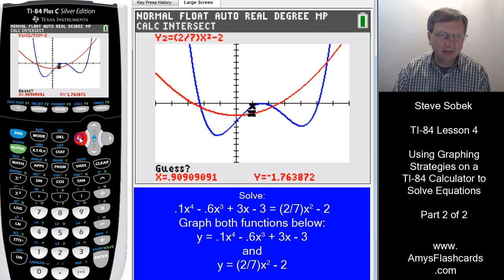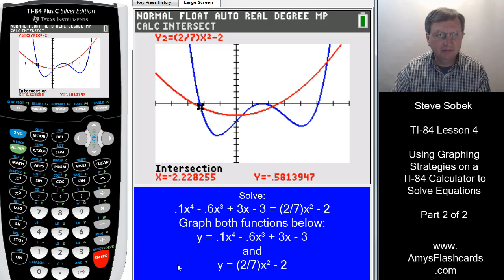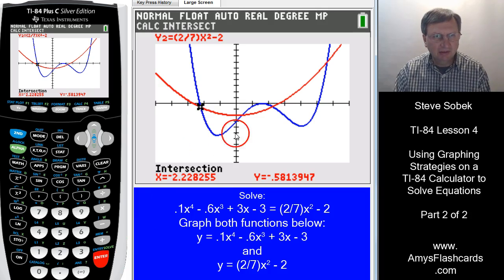And I'll hit the left arrow key since I'm first going after this point right here. Hit enter, and let's write down the first answer, negative 2.228. Let's go to 4 decimal places, 83. And we want to next go after this.